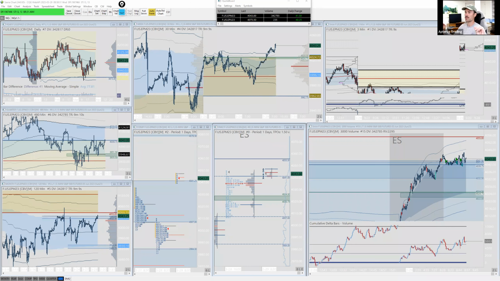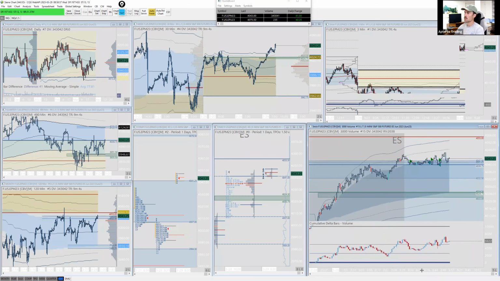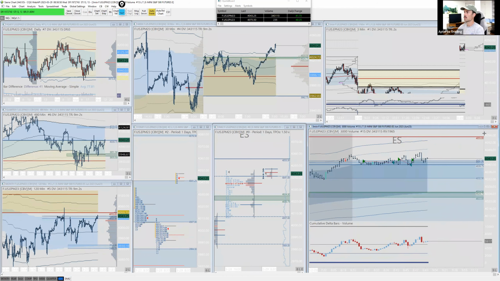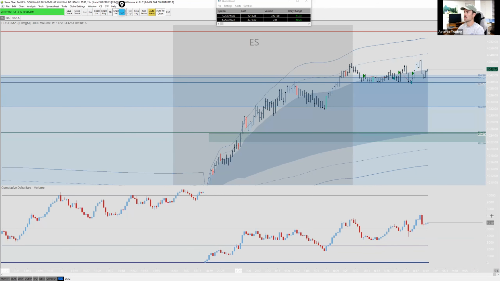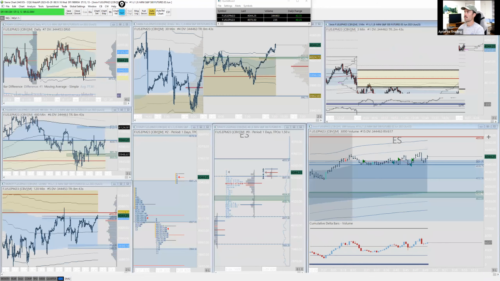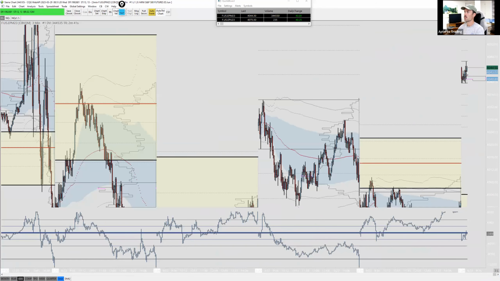Terrible conditions here, friends. Terrible. Look at this order flow. These dropouts. Pretty bad stuff. Three-minute chart.